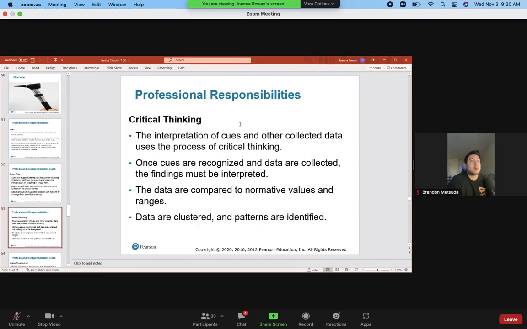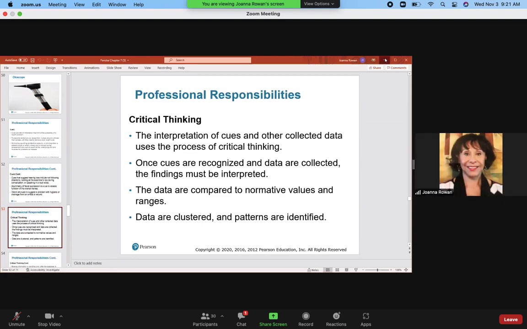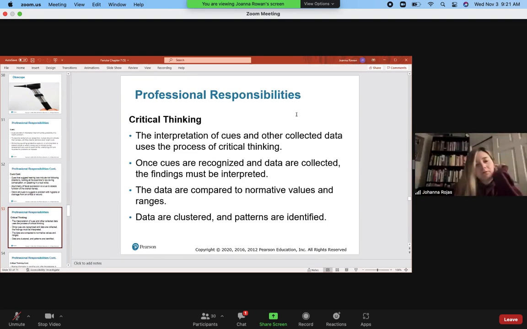Critical thinking. Let me see if the rest of the students got back. If not, I have to mark them as not in class. Okay, so where are... Brandon said he can't get back in. I guess he's having internet issues. Oh, okay. Angela said the same thing too. Okay.